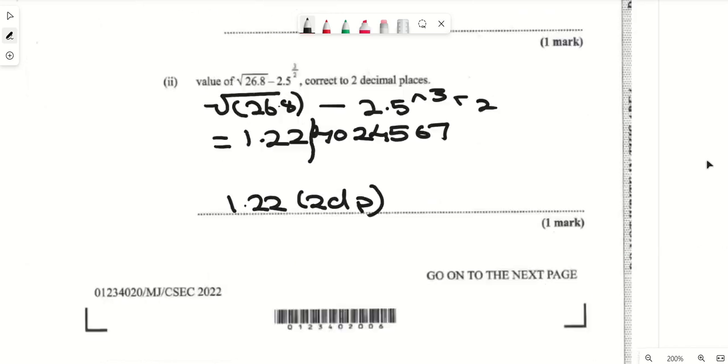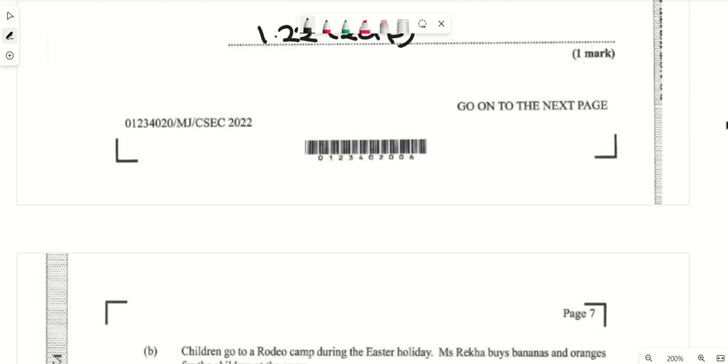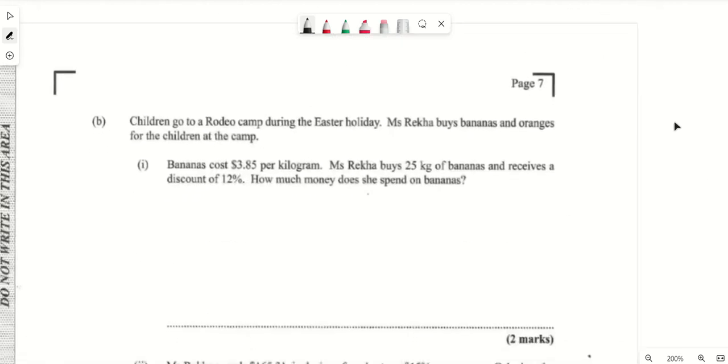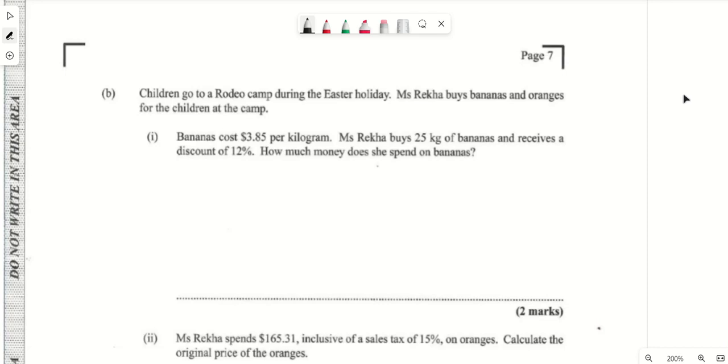So I said, guys, use your calculator. Alright, now let's look at the next set of questions. They said children go to a rodeo camp during Easter Monday. Miss Rika buys bananas and oranges for the children at the camp. Bananas cost $3.85 per kilogram. That statement here just means 1 kilogram is equal to $3.85. Miss Rika buys 25 kilograms of bananas and receives a discount of 12%. How much money does she spend on bananas?